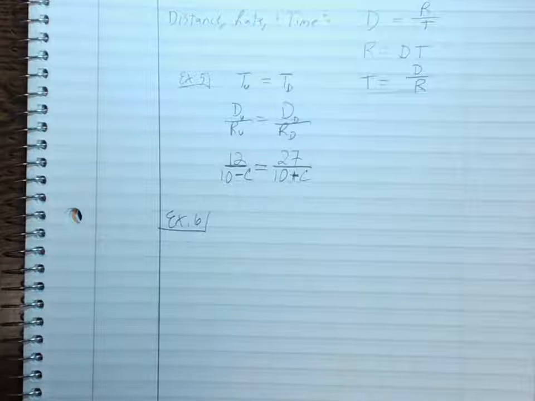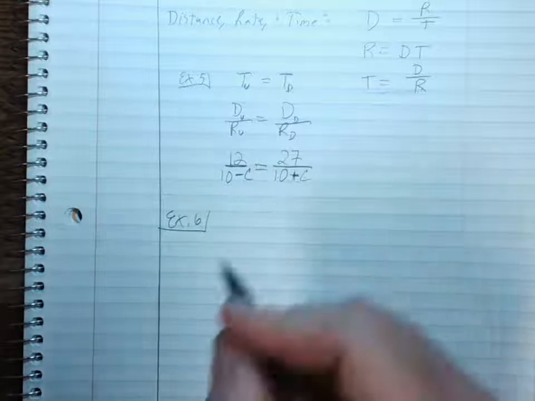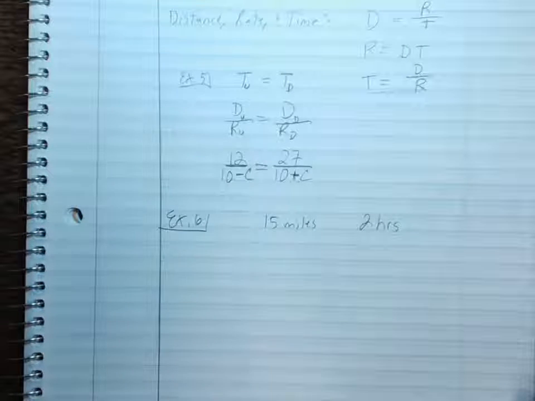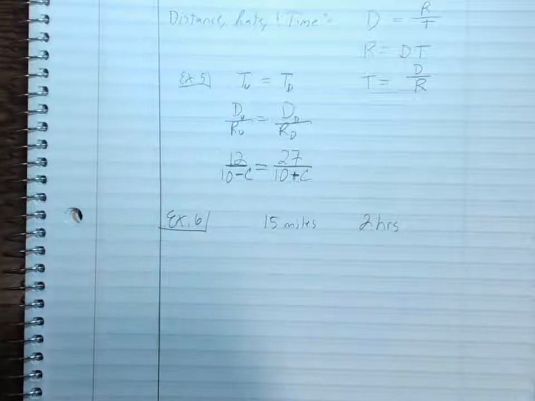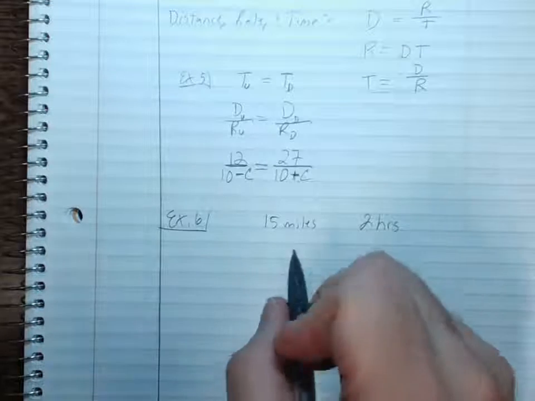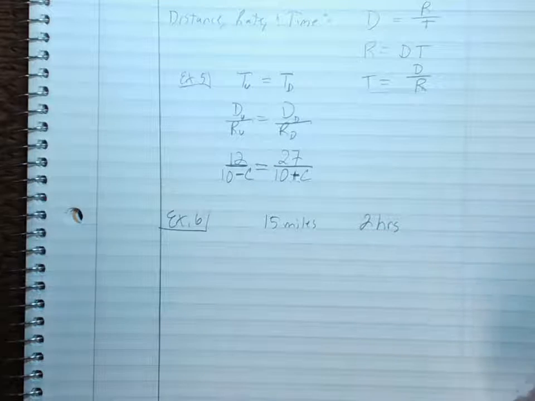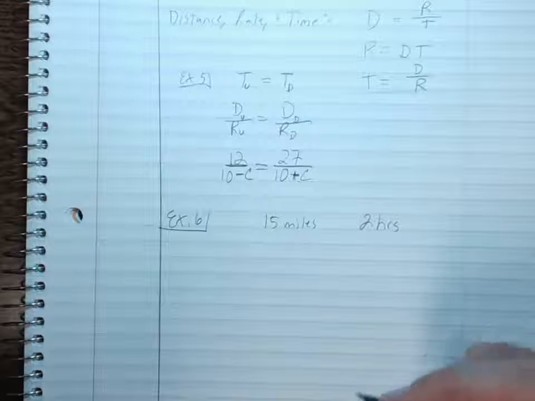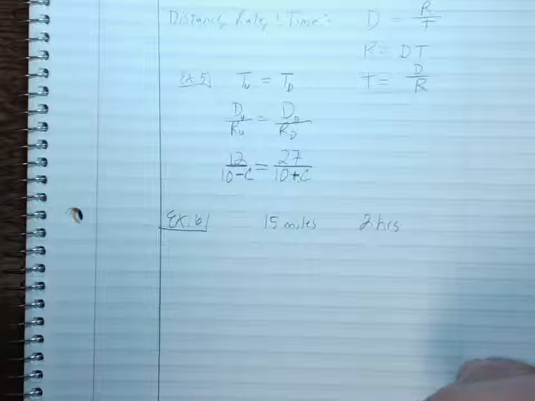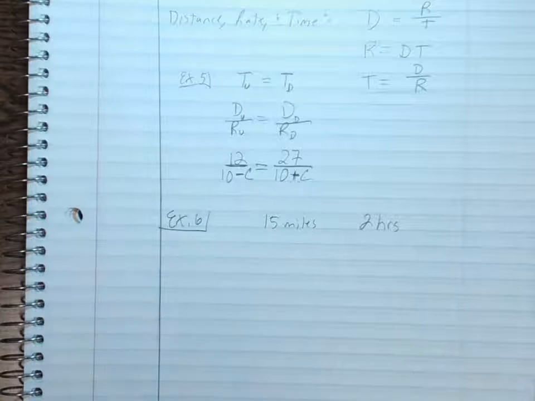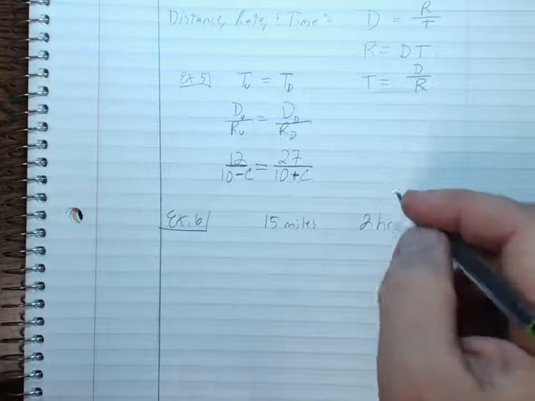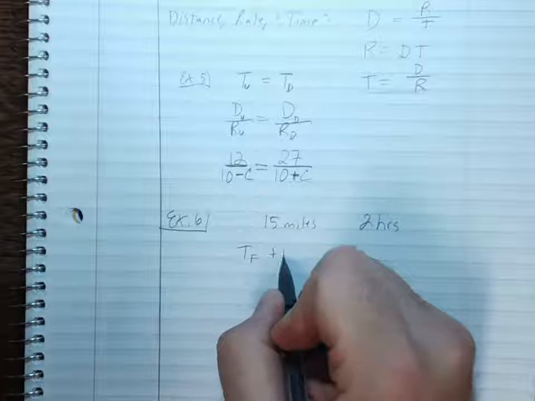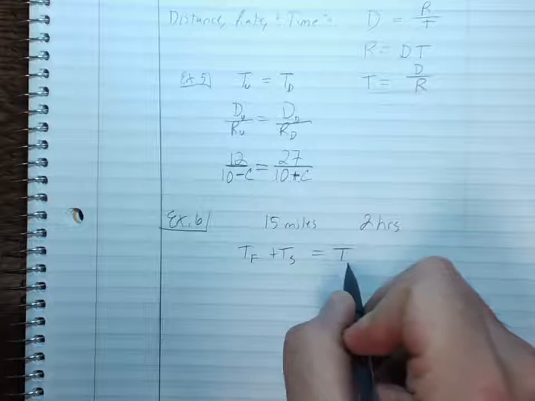For example, Casey runs a 15-mile race in 2 hours. For the first 8 miles, she ran at some unknown speed. For the rest of the race, she decreased her speed by 2 miles an hour. Write an equation to determine how fast she ran during the first part of her run. So in this case, we have a total time. So we know that the time for the first part plus the time for the second part is going to equal the total time.